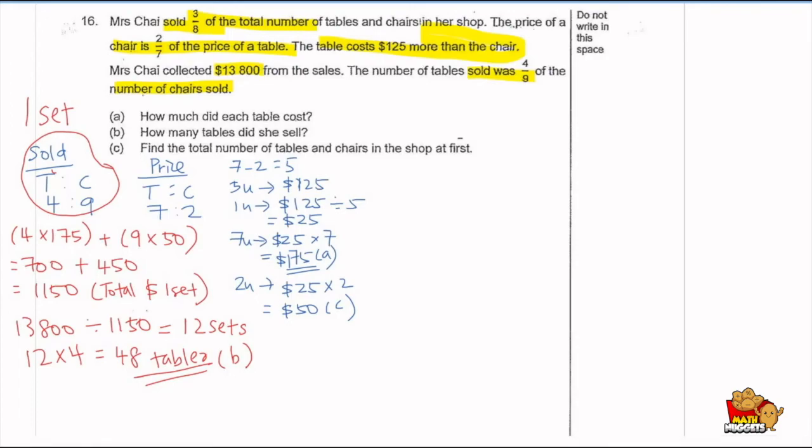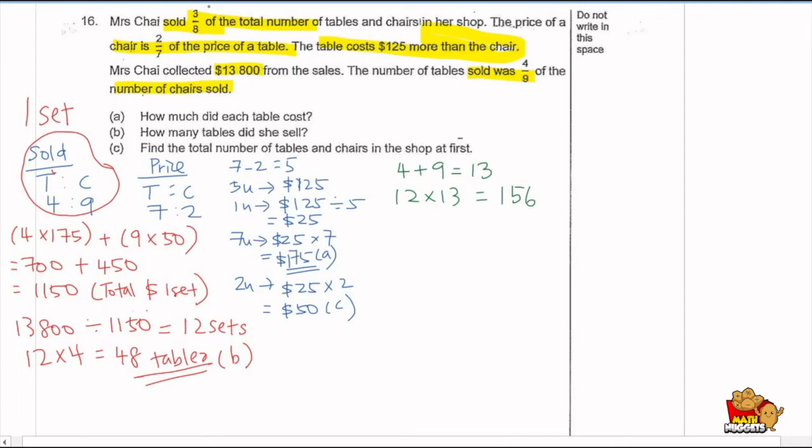Next, we go to part C. Total number of tables and chairs that were in the shop at first. Let's find out how many tables and chairs she sold in total. So, one set, 4 tables, 9 chairs, right? So there are 13 items in one set. And remember, we found that she sold 12 sets, right? So 12 sets, each set 13. She sold a total of 156 items.